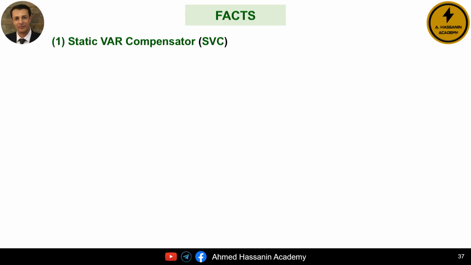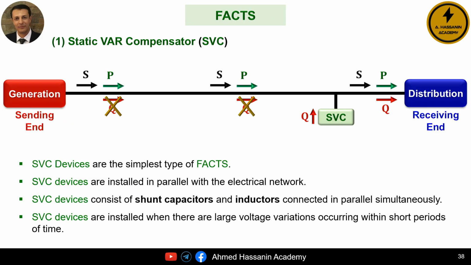The first device from the flexible AC transmission system, FACTS, is the Static VAR Compensator, SVC. It is the simplest type of FACTS devices, and it consists of inductors and capacitors connected in parallel with each other. Therefore, we understand that the difference between the Static VAR Compensator SVC and traditional devices is that in traditional equipment, either capacitors or inductors are used, but here we find both inductors and capacitors present at the same time. As a result, we can connect or disconnect either the capacitor or the inductor, and at any desired ratio, all through thyristors controlled by electronic control circuits.